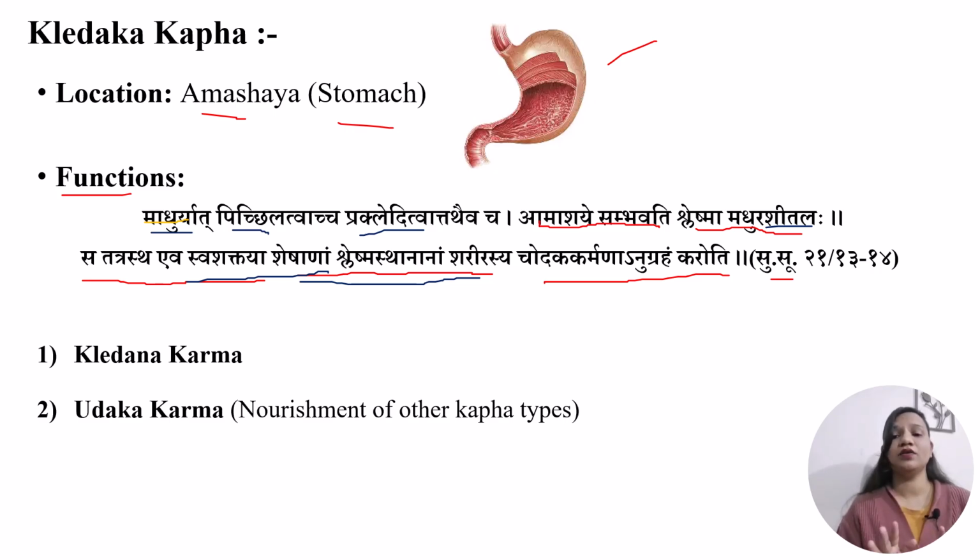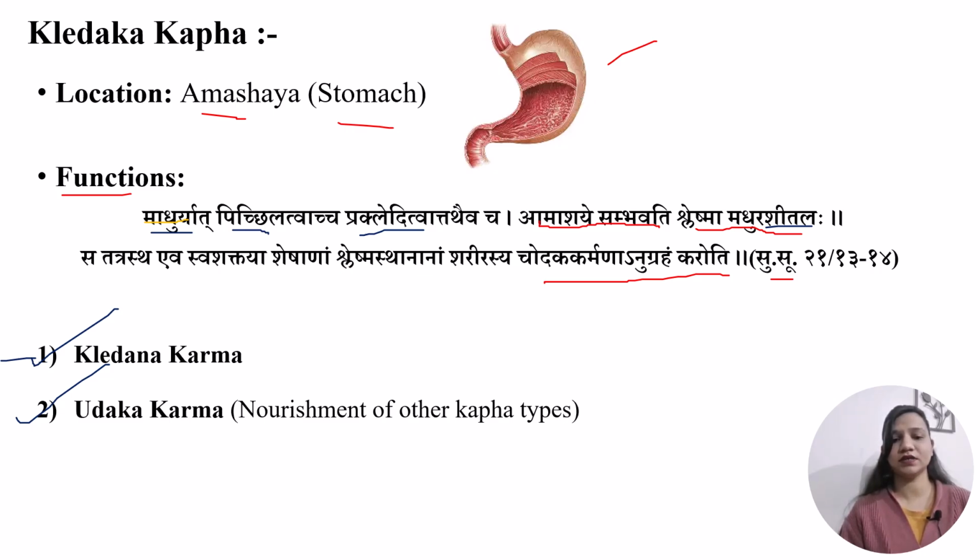So here we can clearly understand that the Kledaka Kapha performs two major functions. The first one is the kledan of the ingested food, and the second one is the udak karma. First is the kledaka karma and second is the udak karma. By udak karma, it means nourishment of other kapha types, which is mentioned in the second line.